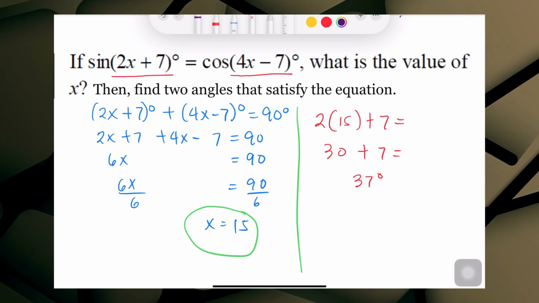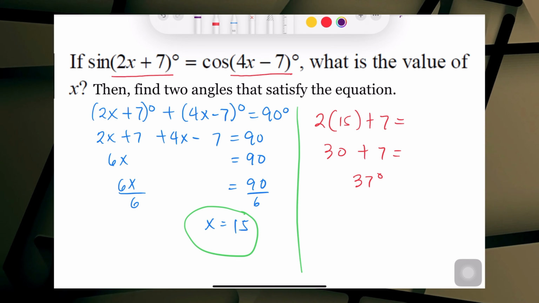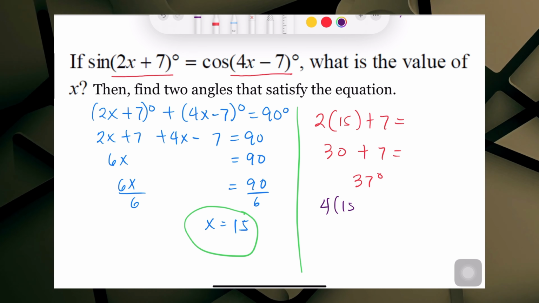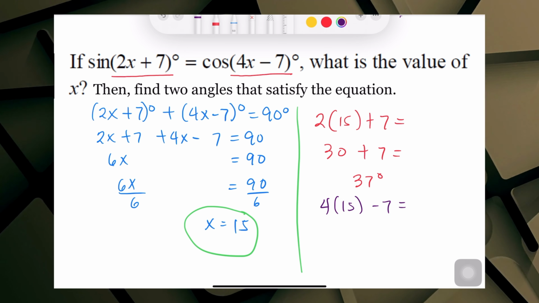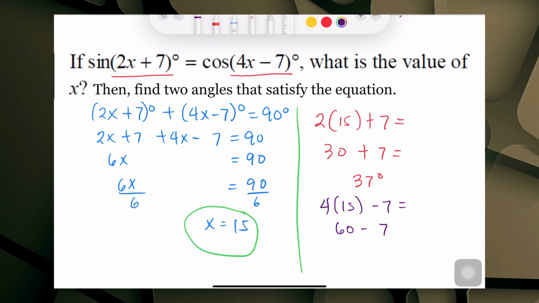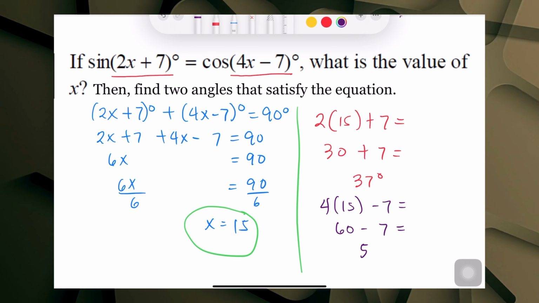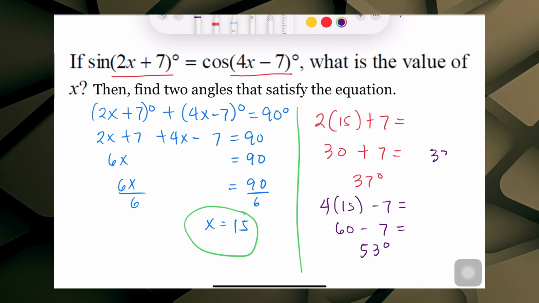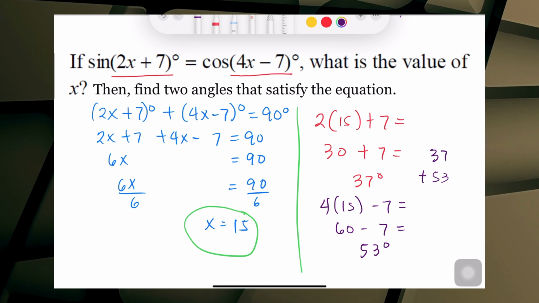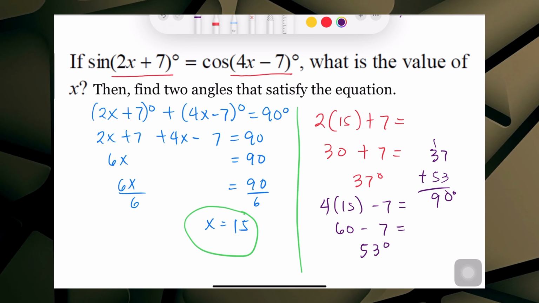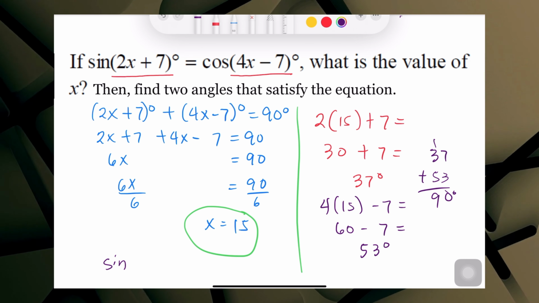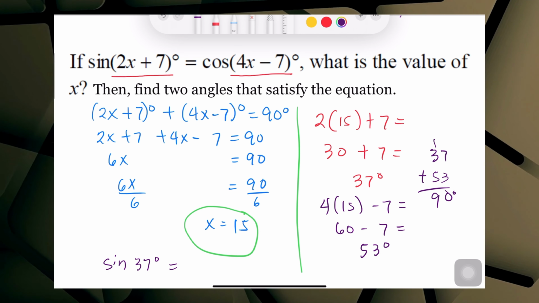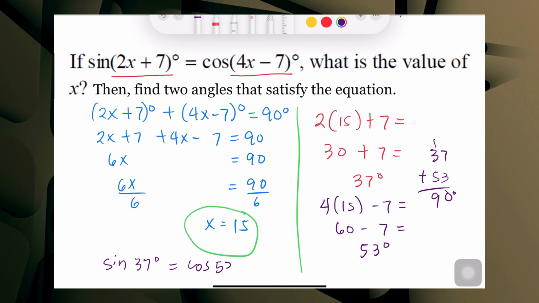Now let's plug in 15 to the second expression. We have 4 times 15 minus 7 is equal to 60 minus 7. That would lead to 53 degrees. Let's confirm that the sum of 37 and 53 is 90. Therefore, we can write sine of 37 degrees is equal to cosine of 53 degrees.